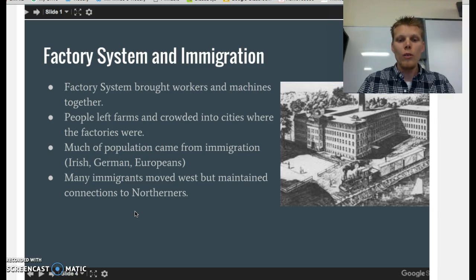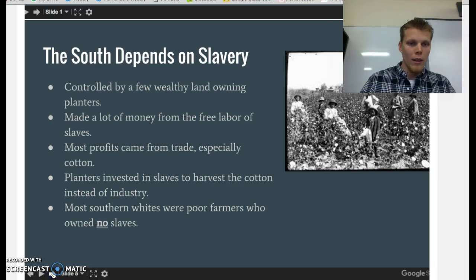Many immigrants also moved west, but maintained connections to Northerners. Now this is important because the people that are moving out west are going to be more like-minded to the people in the Northeast. So we got to remember that when we are talking about those differences between Northerners and Southerners. Okay? All right, South, it depends on slavery.